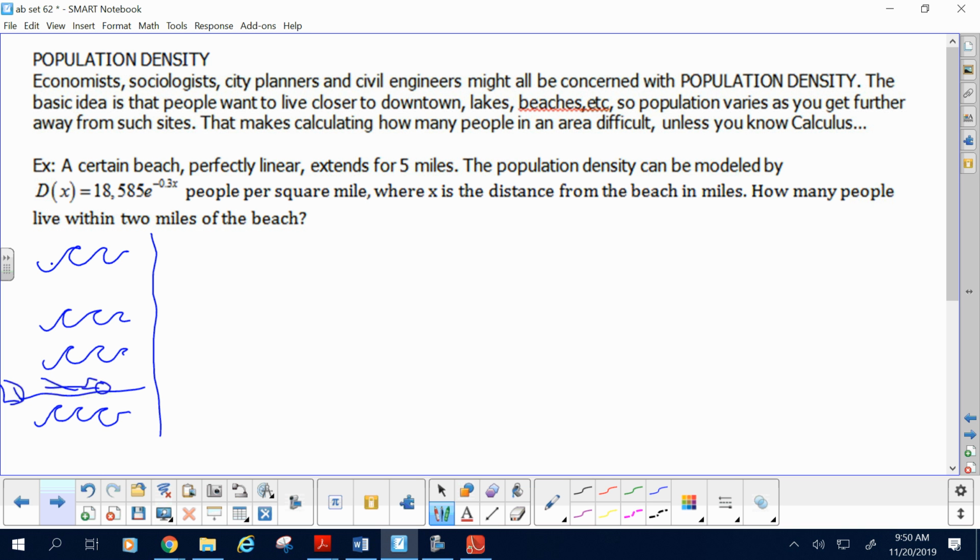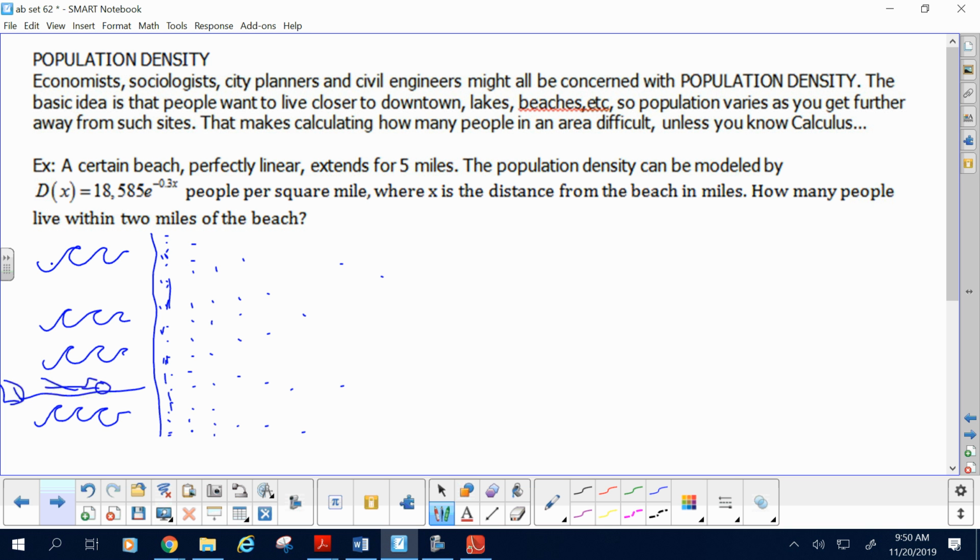So everybody wants to live by the beach, and so in this case, the density by the beach is very thick. A lot of people want to live by the beach, so there's a lot of people per square mile there. As you get further from the beach, the density gets less and less and less. So the density varies as you get further from the beach.